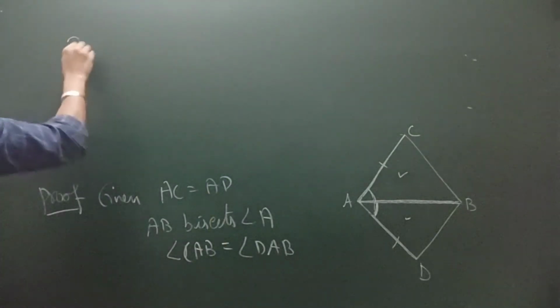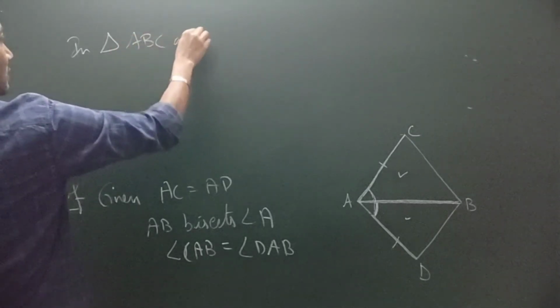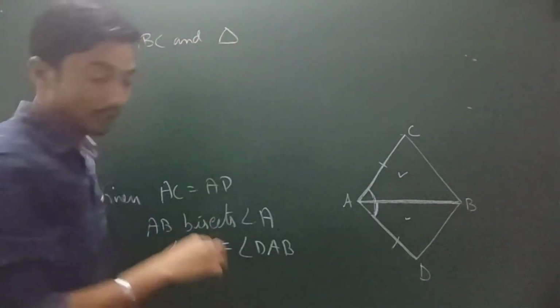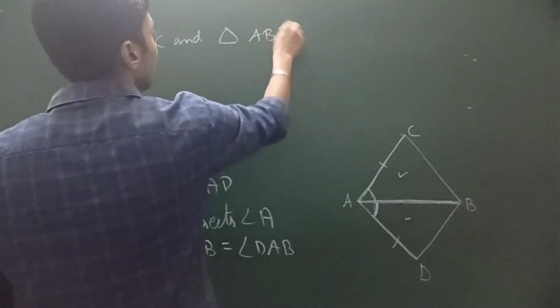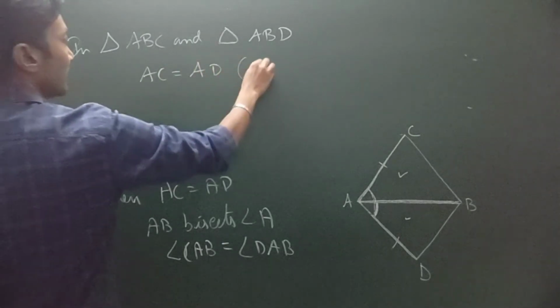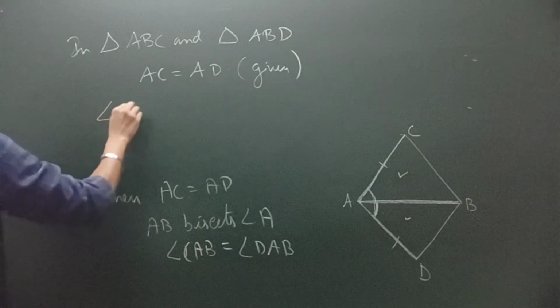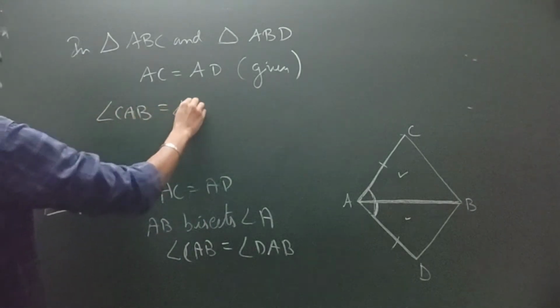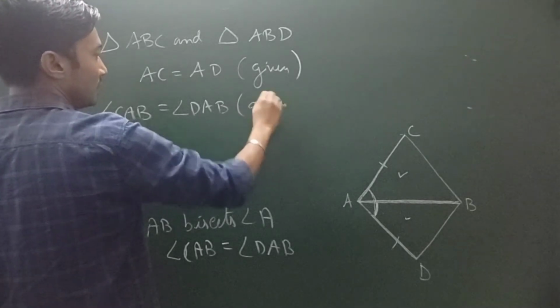So in triangle ABC and triangle, okay, how have they named in the question? ABD. In triangle ABD, what happens? AC is equal to AD, given. Now, angle CAB is also equal to angle DAB. So this also can be said as given.